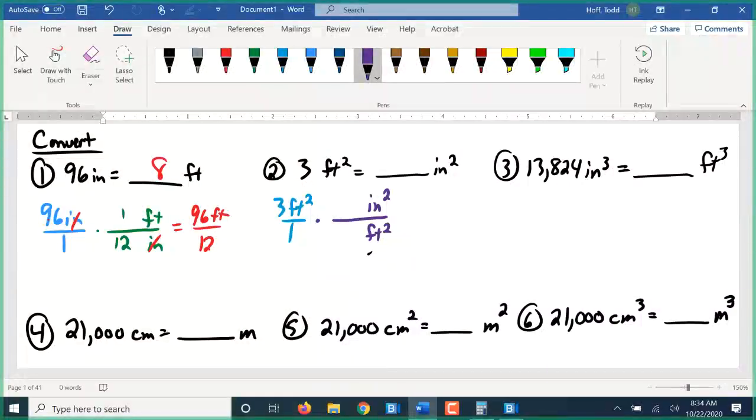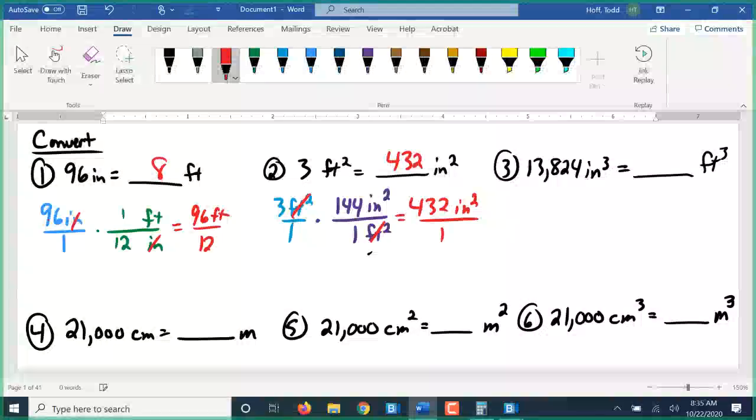1 square foot is not 12 square inches. It's square feet and square inches. 1 square foot is 12 squared, or 144 square inches. So now the square feet cancel out. 3 times 144 is 432 square inches. And on bottom, 1 times 1 is 1. So that's just 432 square inches.